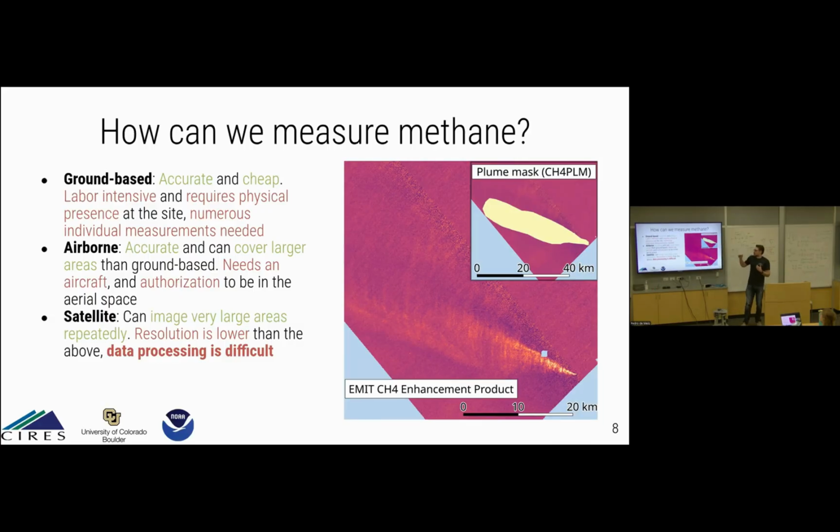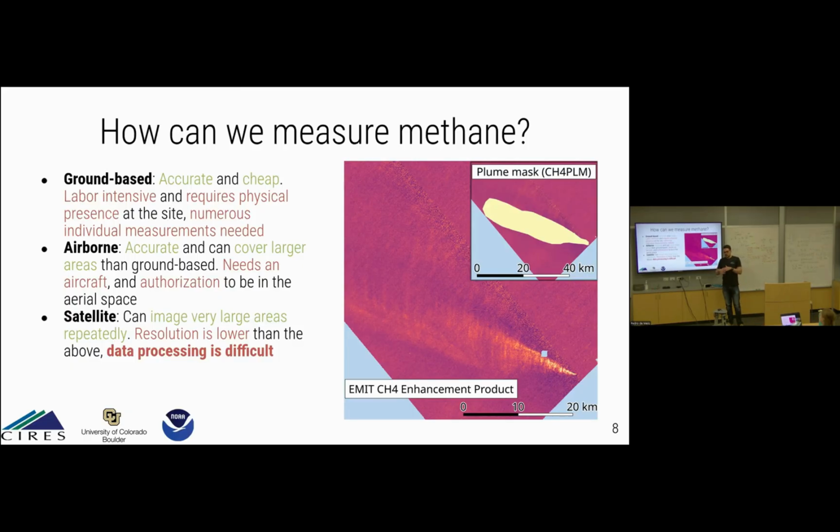And if we move on to airborne, they are accurate, just like ground-based methods, and they can cover large areas because you're on an airplane flying over an area. But the downsides are, one, you need an aircraft, they are expensive. Second is you need authorization to be in the airspace of that site where you can see the methane emissions coming from. And the third is satellite, which is what we're interested in here.